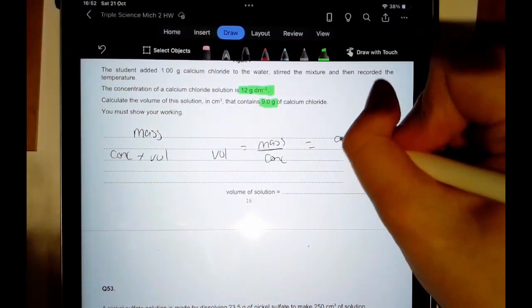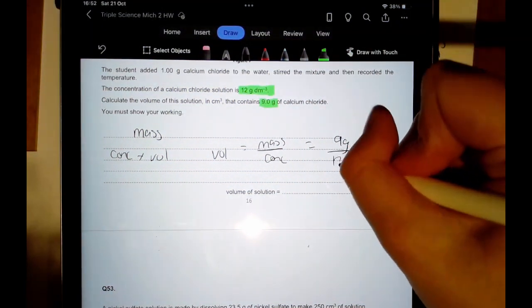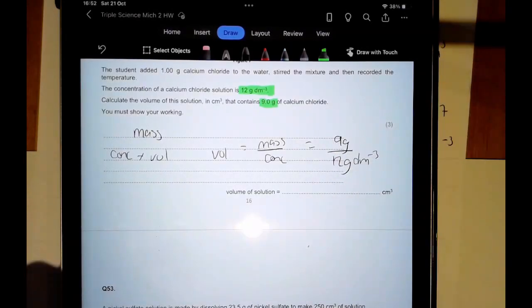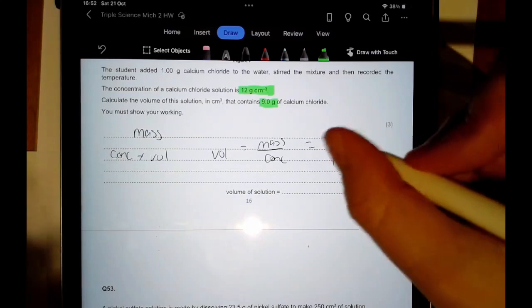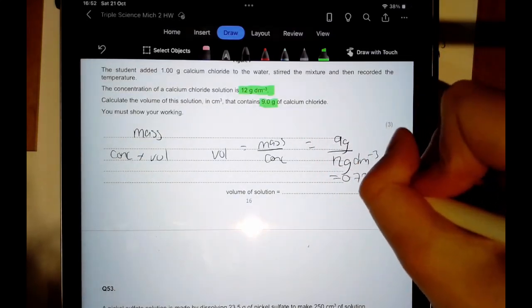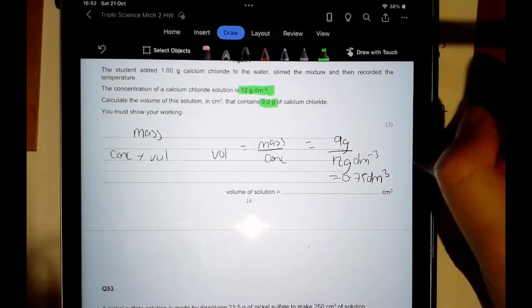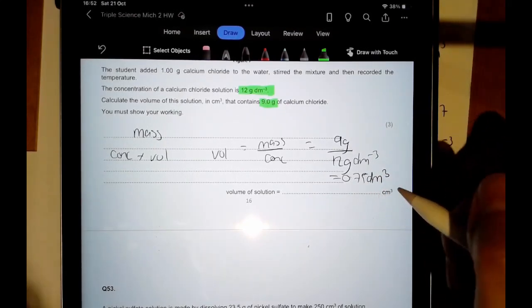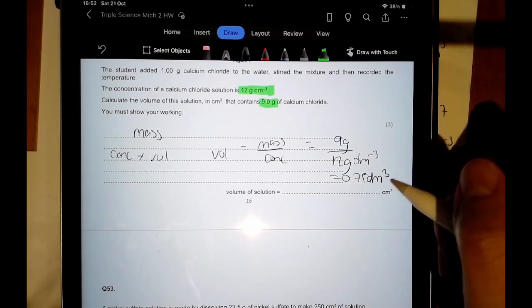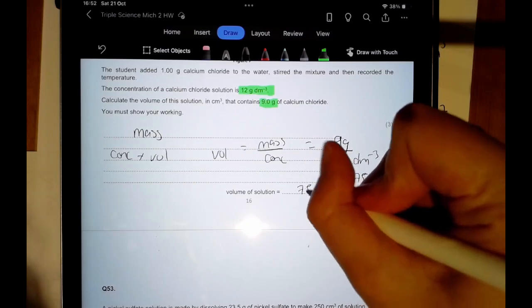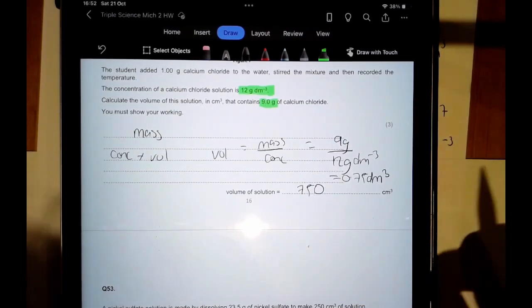The mass they give me is 9 grams. The concentration they give me is 12 grams per decimetre cubed. 9 divided by 12 is 0.75. And that would be 0.75 decimetres cubed, because I've got decimetre cubed in my concentration. They want the volume of solution in centimetres cubed, therefore, I need to multiply by 1000 to go from decimetres cubed to centimetres cubed, and I get an answer of 750.